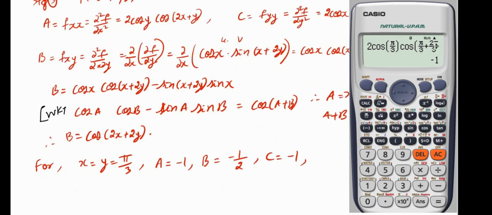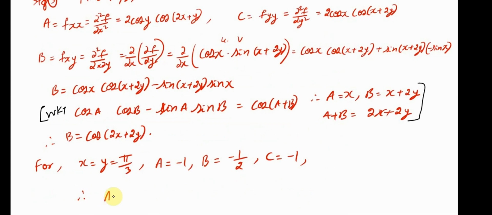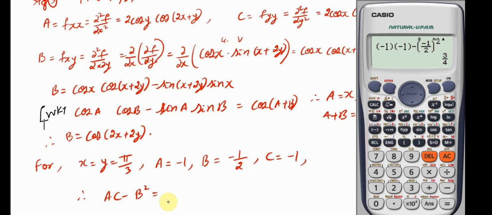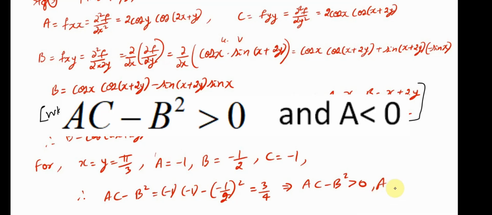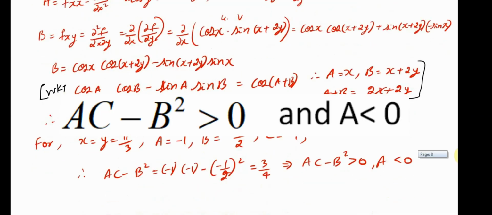We will check now what is the condition. Therefore, we can see AC minus B². What is AC minus B²? A is minus 1, C is minus 1, minus (−1/2)². So put it in the calculator here, students. You will get this is equal to 3/4. So that implies it is a positive value, meaning it is greater than 0. Easily you can check what is A. Here we can see easily A is less than 0. Yes friends, use the condition now.